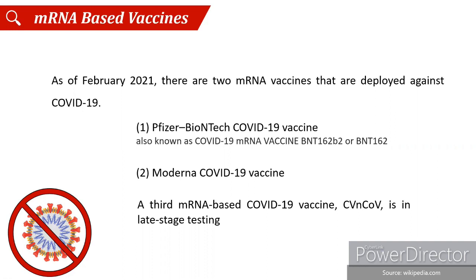Continuing from Shubho, now I would like to focus on the COVID vaccines that have been composed of nucleoside-modified mRNA. As of February 2021, there are only two mRNA vaccines that are deployed against COVID-19. The first one is the Pfizer-BioNTech COVID-19 vaccine. It is also known as COVID-19 mRNA vaccine BNT162b2 or BNT162a. The second one is Moderna, codenamed mRNA-1273. Very recently, a third mRNA-based COVID-19 vaccine, CVnCoV, is in the news for being in the late phase of testing.